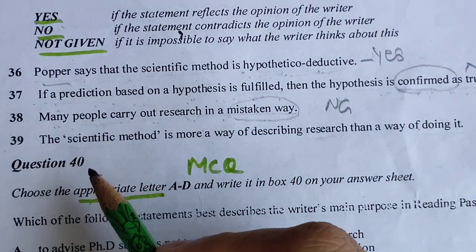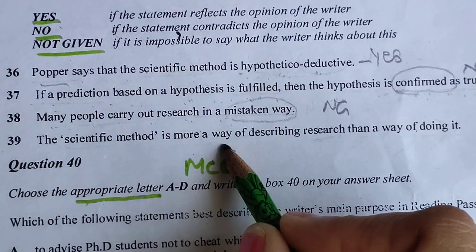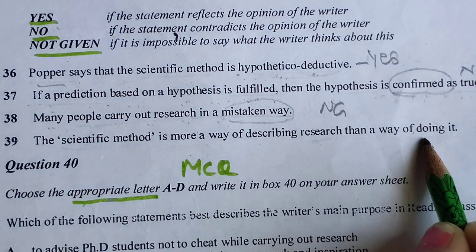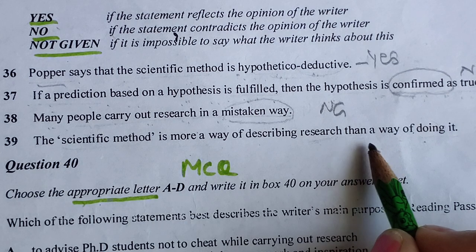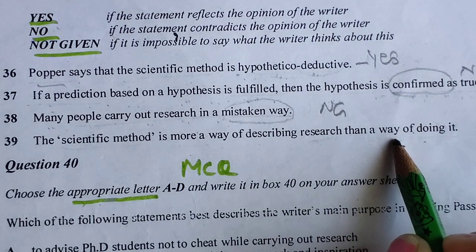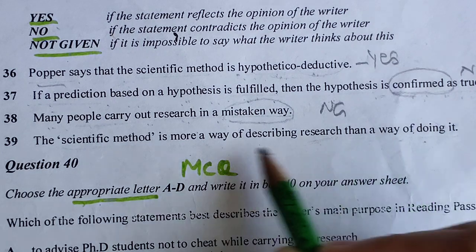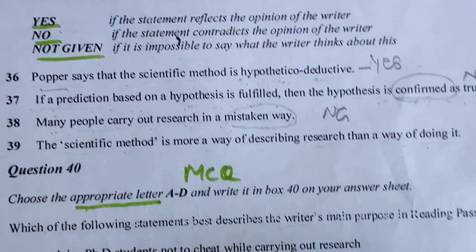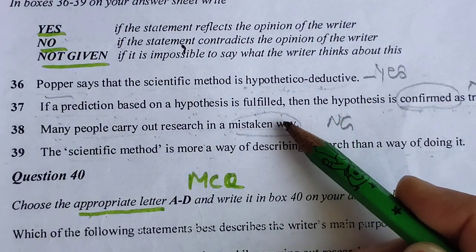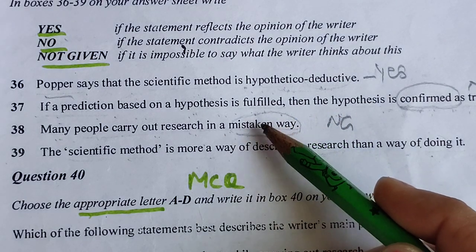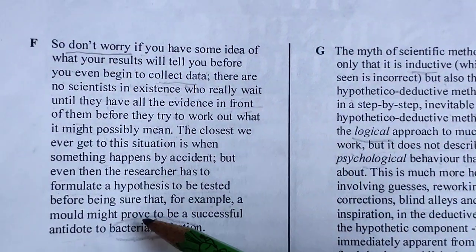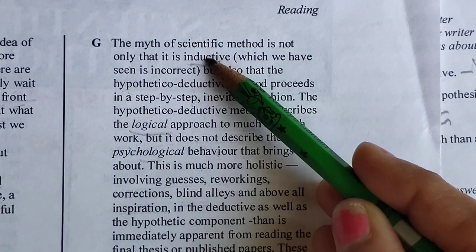Okay. Scientific method is more a way of describing research than a way of doing it. So what can we go for? Scientific method is more a way of doing it. Of course we have found this in E, then in F we couldn't find this, and scientific method is not here in F. So here it is given, scientific method.